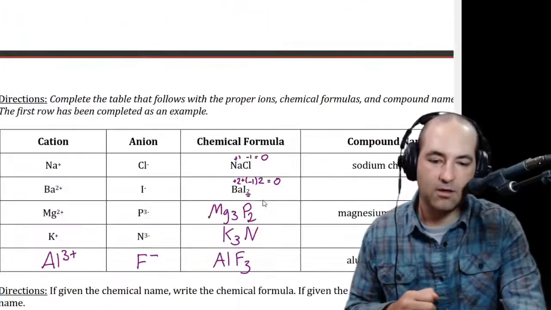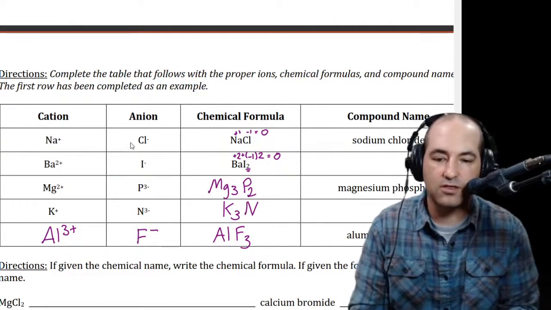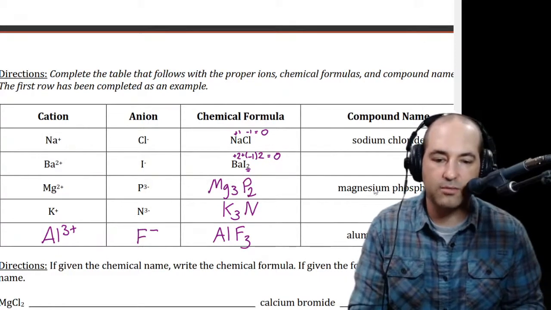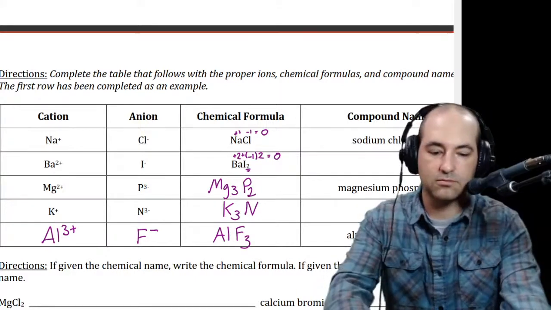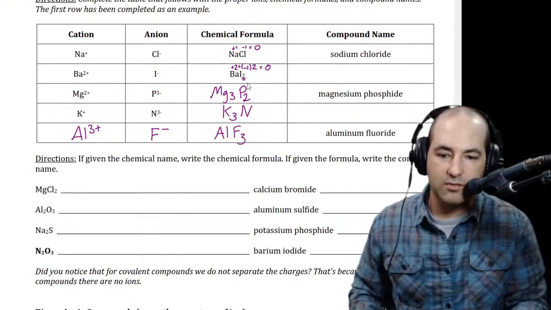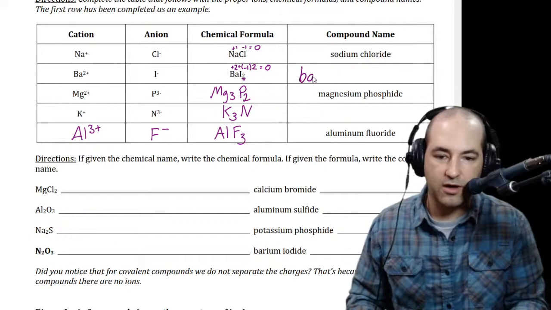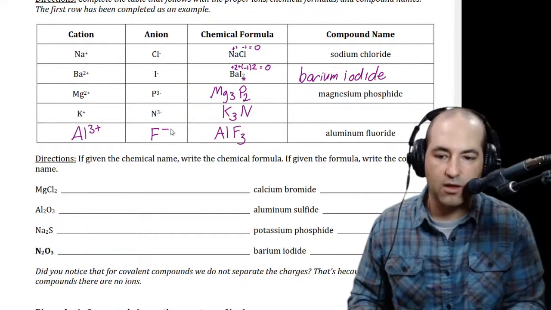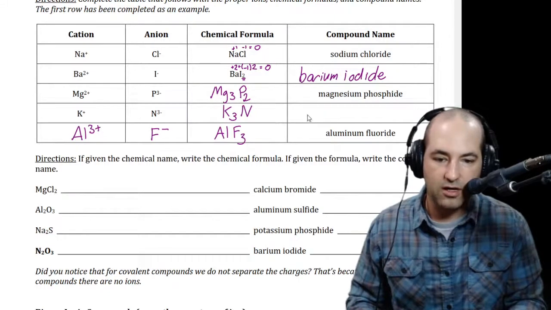Simple enough. So let's fill this table in with those names. First, let's look at the ones that are already done for us. So we've got sodium chloride, magnesium phosphide, aluminum fluoride. And the ones that are missing here are going to be barium and iodine, which we call as a compound barium iodide. Potassium and nitrogen becomes potassium nitride.